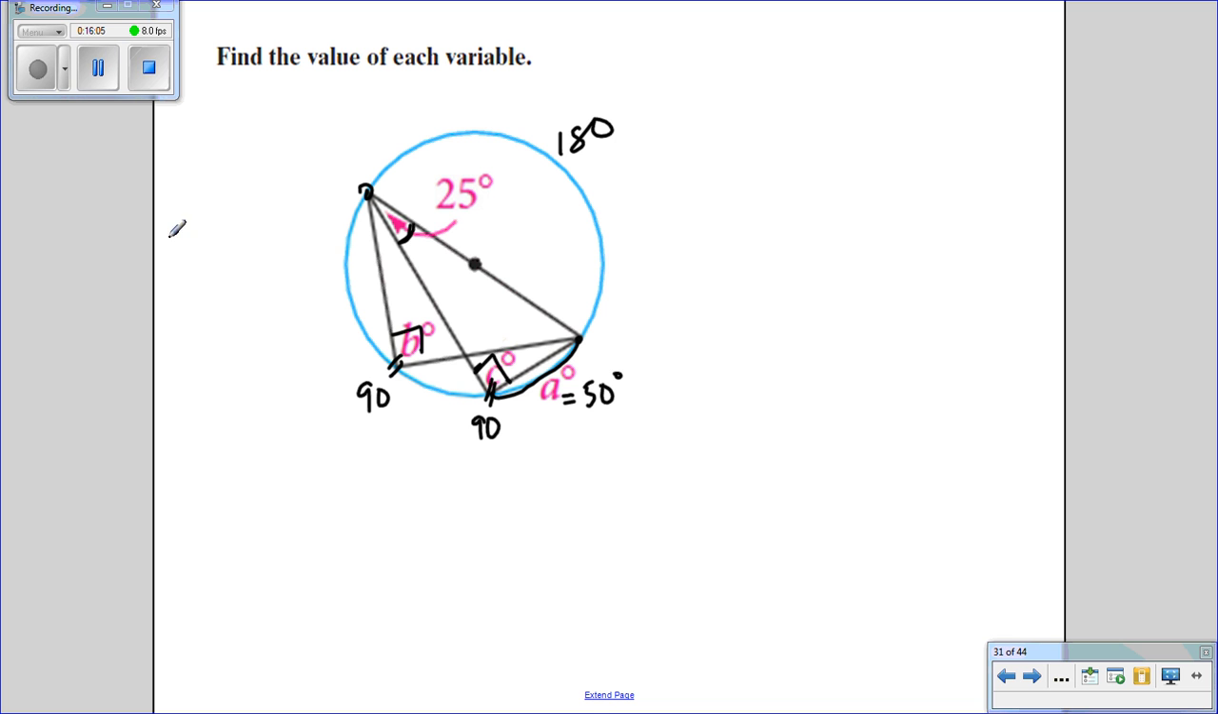And that concludes the notes on inscribed angles and their intercepted arcs.